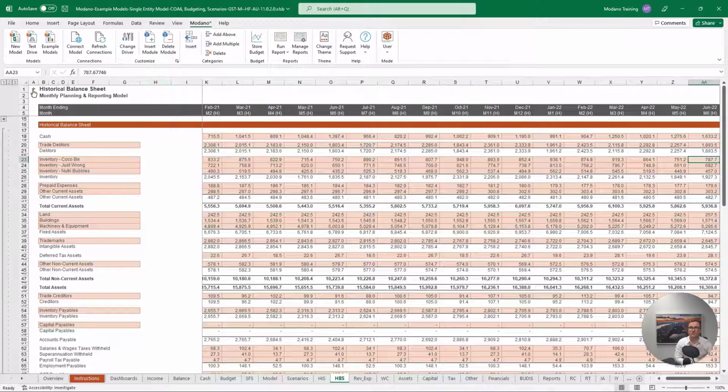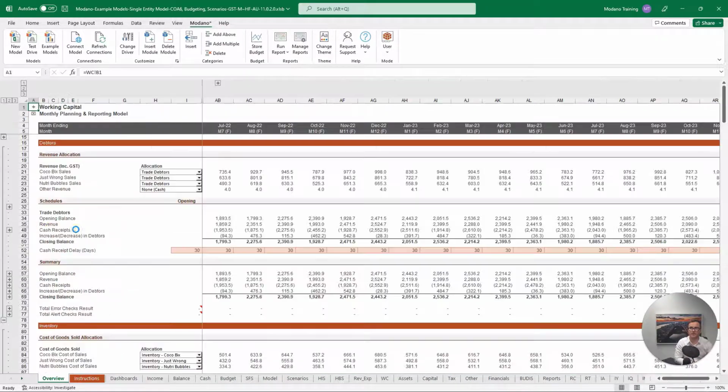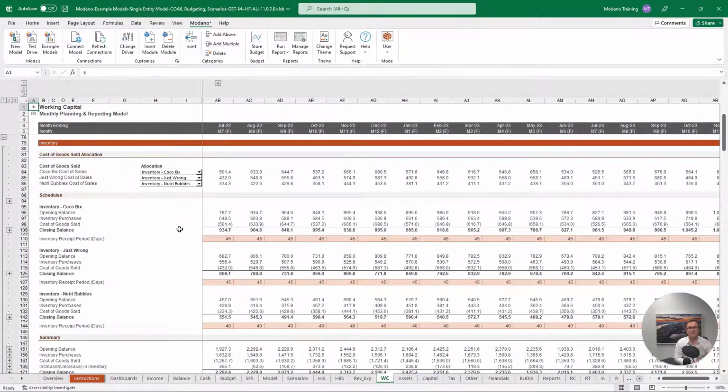Now, when we forecast your inventory balances, this is handled on our working capital sheet below our debtors analysis. Now, as we said at the top of this video, our inventory analysis here is using a top-down approach. That is, our inventory analysis is being driven by our cost of goods sold forecasts, which you can see are being brought in at the top of the analysis here. And looking at our Cocoa Bix inventory as an example, we can see that our 787.7 opening balance is being brought through from our historical balance sheet.